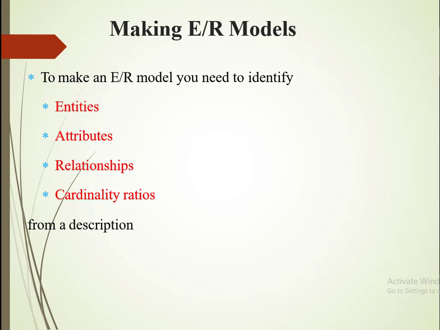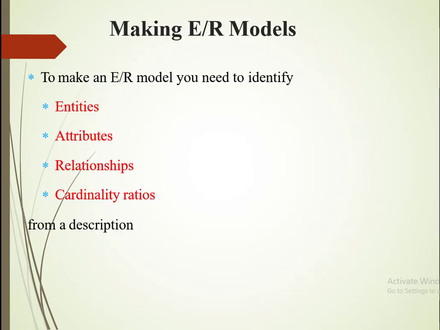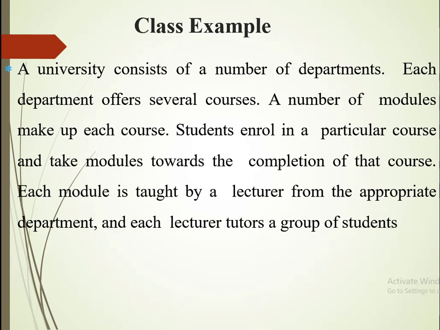One, you need to map out which are the entities. You need to map out which are the attributes. You need to map out what are the relationships that exist within the entities. And finally, you need to identify the cardinality ratios. We are going to use this example to see how we can identify all the above and end up drawing an ER model. So we read the case scenario and then we'll walk it step by step.